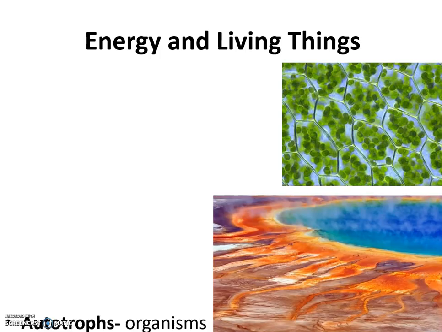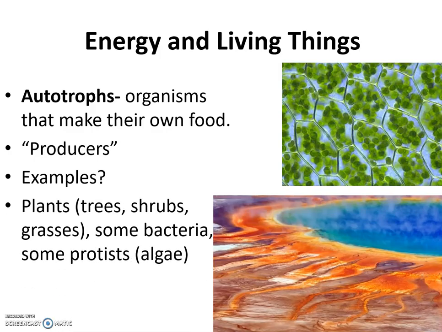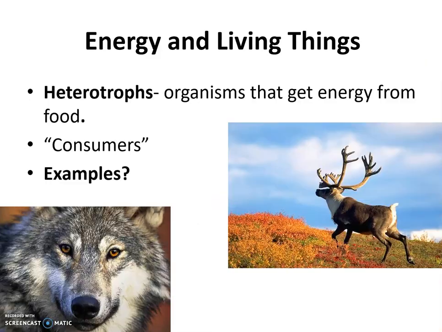So first of all, energy and living things, some vocab. Autotrophs, or the 7th grade term is probably producers, are organisms that make their own food. Examples would be all plants, trees, shrubs, grasses, flowers. There are also some photosynthetic bacteria, and there's also some photosynthetic protists. You might have heard them as algae, and that's kind of the green stuff that you see maybe on top of swamps or lakes, or maybe some streams might have them also.